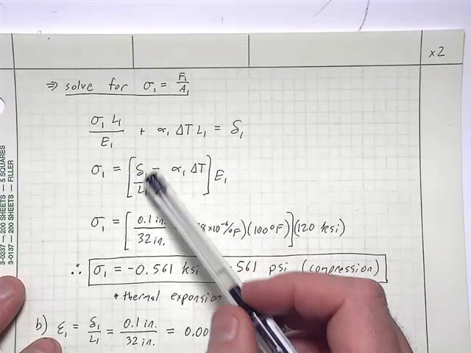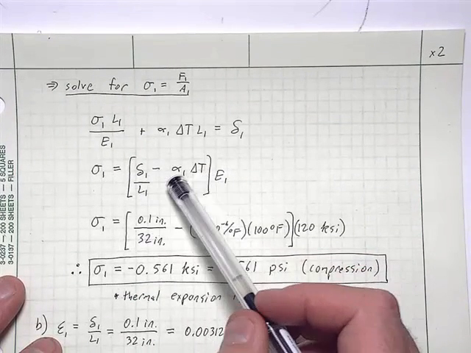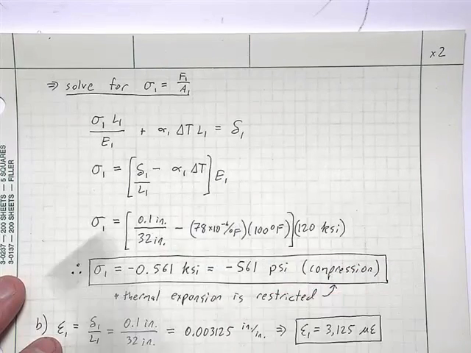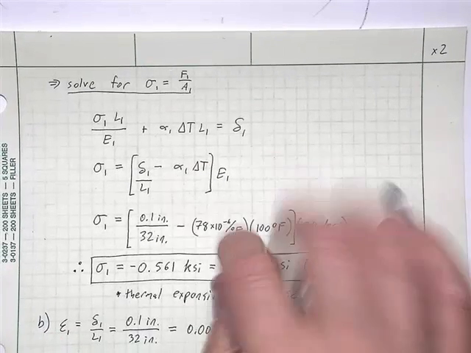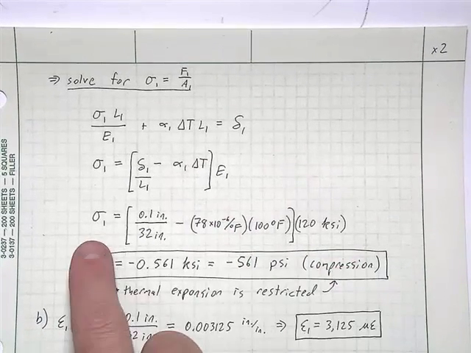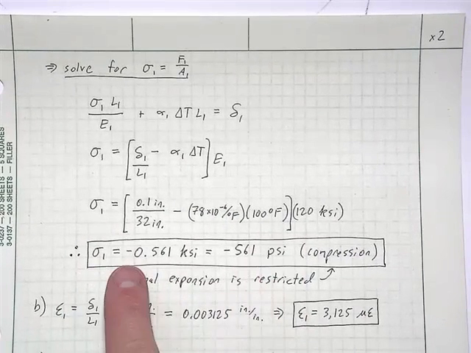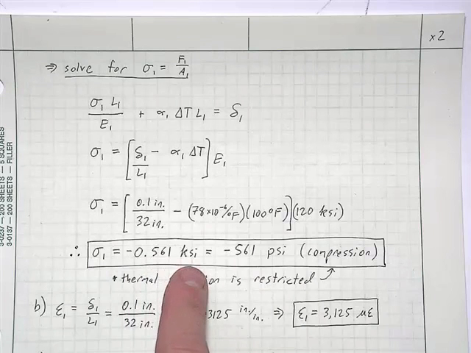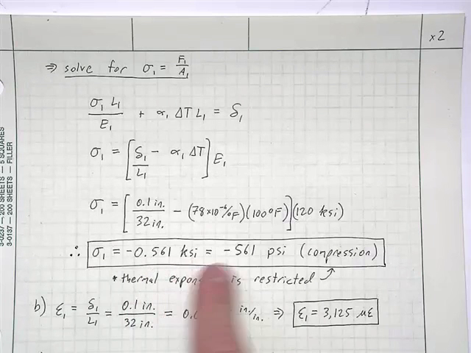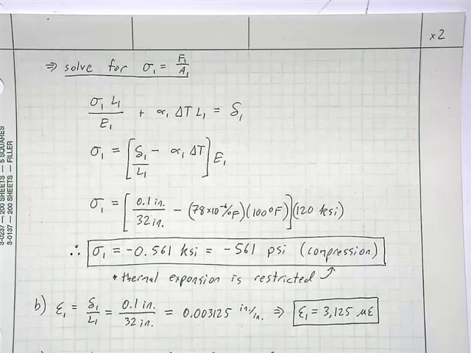It's just going to be the deformation over the length minus the thermal expansion coefficient multiplied by the temperature change, the whole quantity multiplied by the elastic modulus. If we plug all that in, we find the stress is about minus 0.561 kilopounds per square inch, KSI, which is minus 561 PSI, pounds per square inch.